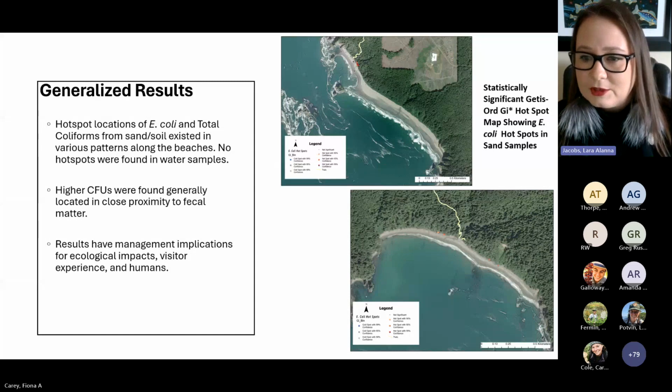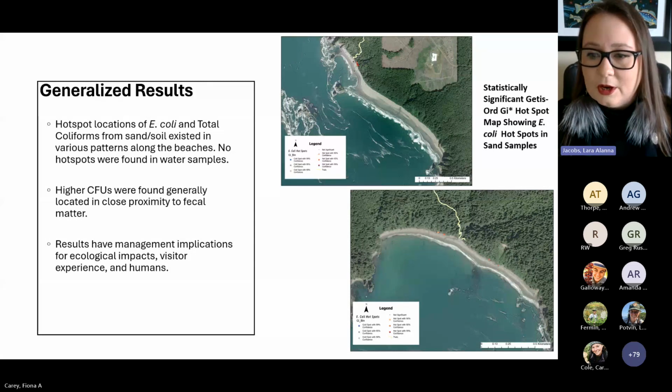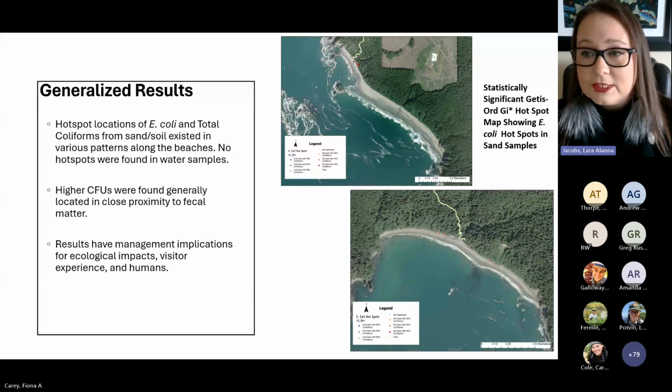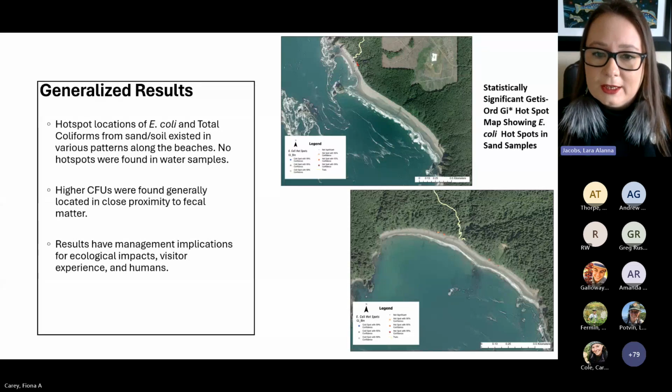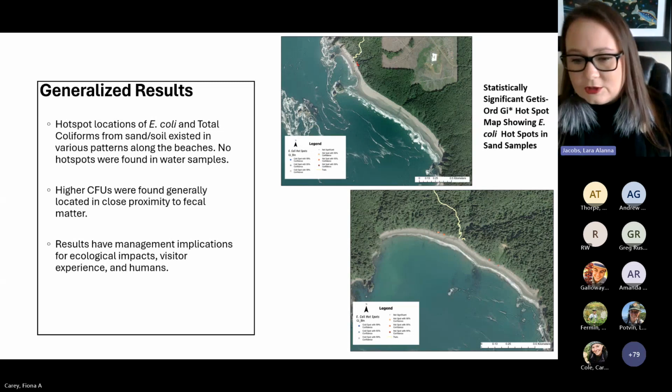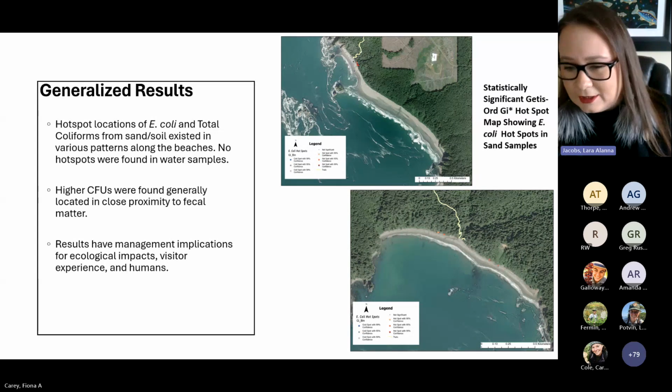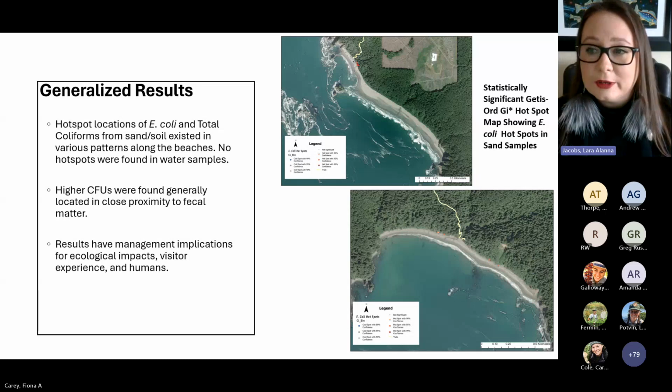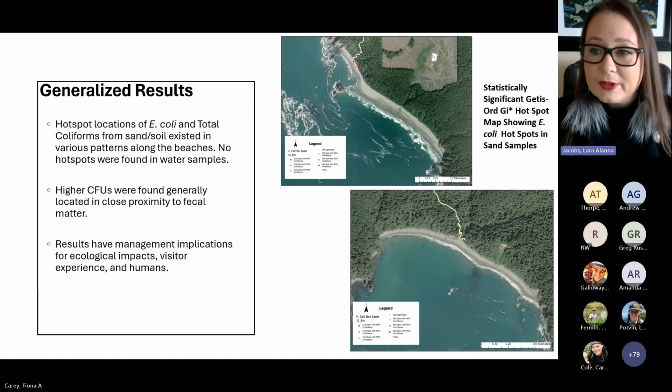So if you look at these two maps here, you can see our hotspots of E. coli, and it's actually the same for our total coliforms. Again, we're seeing those in the high density areas where we previously looked on the map on Second Beach. And then on Third Beach, they're kind of spread out in different patterns. And I know you can barely see those at this resolution.